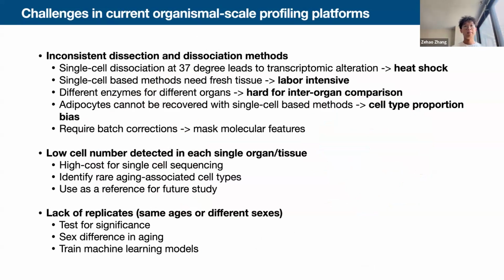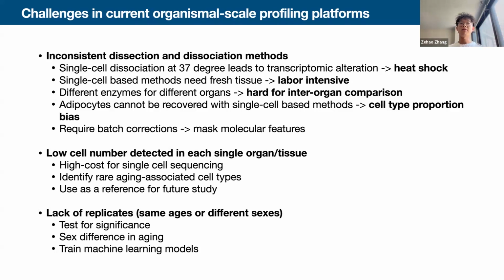For example, in the published single-cell atlases on aging, they normally use single-cell dissociation methods to dissociate single cells from different organs. But this poses different challenges. For example, most single-cell dissociation has to be done at 37 degrees, which leads to heat shock and makes changes to the transcriptome. At the same time, single-cell dissociation really needs fresh tissue, which leads to some problems for collaboration between an entire team to profile these different organs.